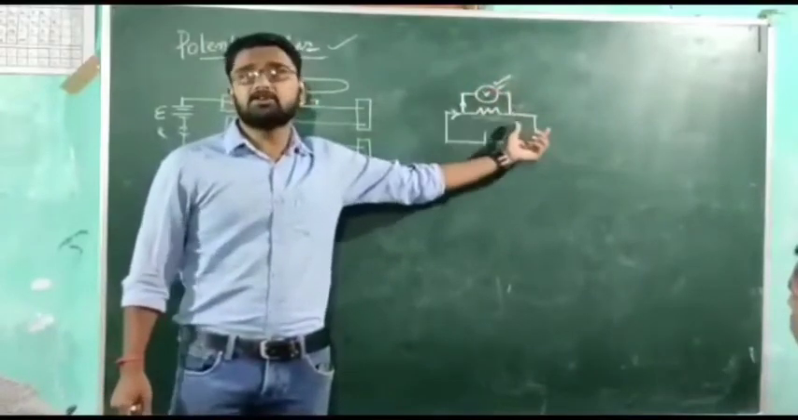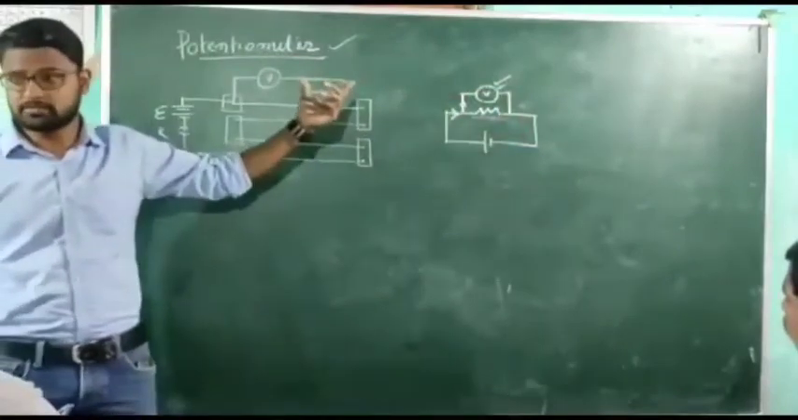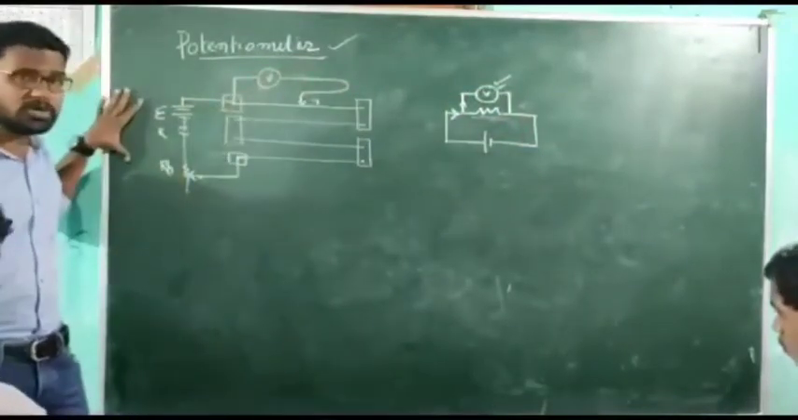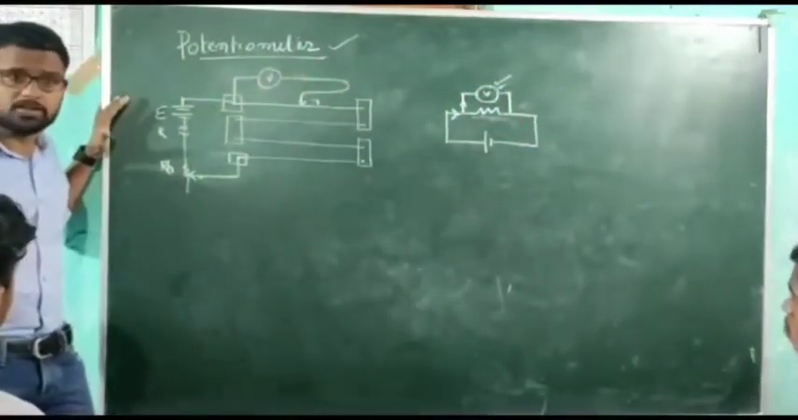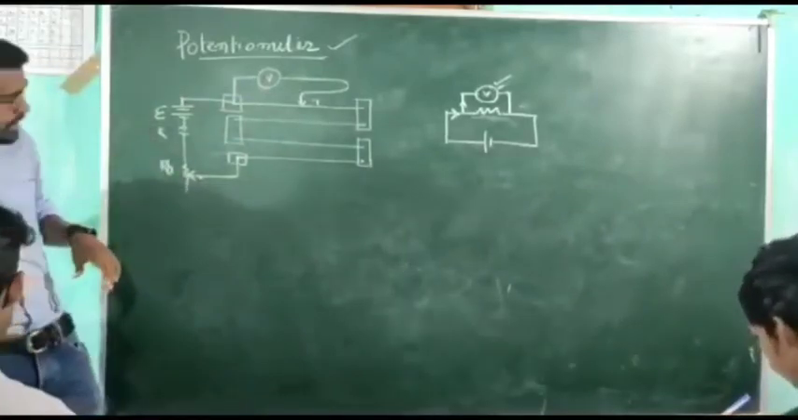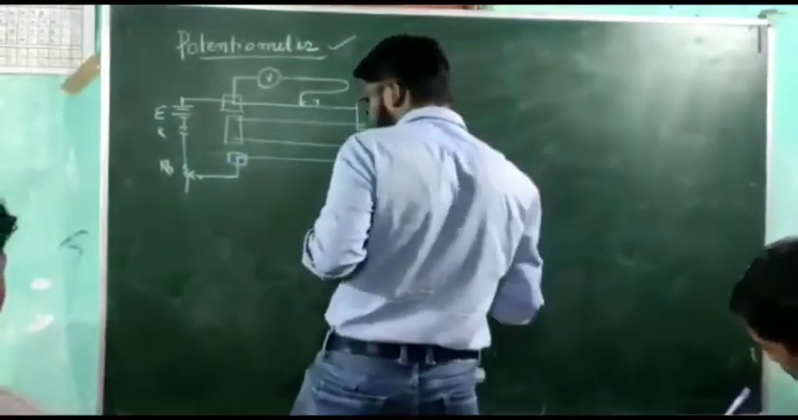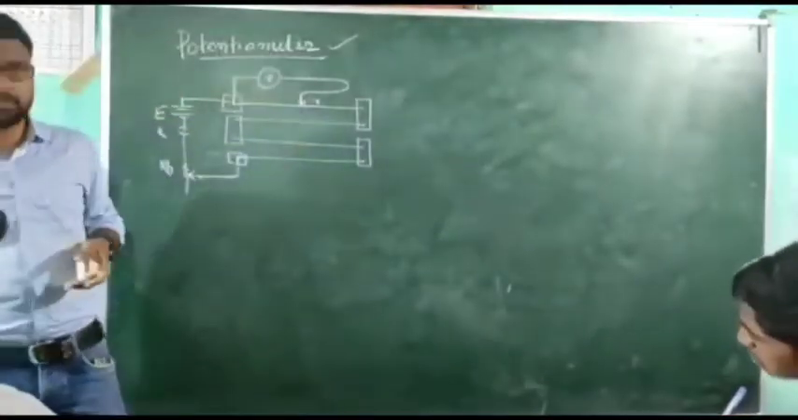Still, the result that you are getting in a voltmeter is not accurate. For the accuracy purpose we are using the potentiometer. Understood? Okay, very good. So let us see the construction of this potentiometer. What is the construction of this potentiometer?